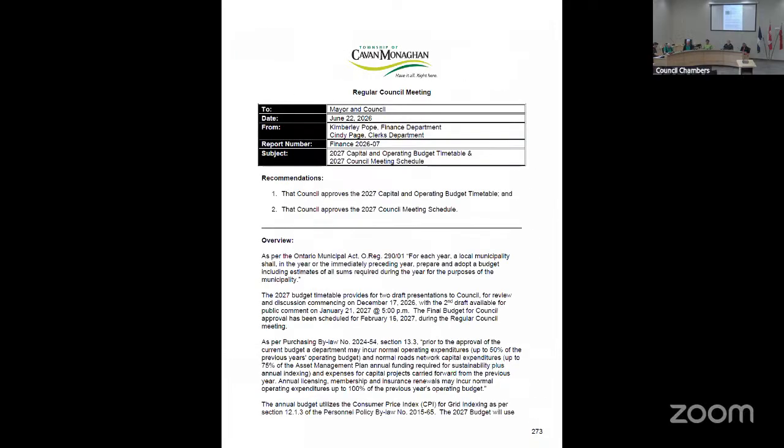On to the report section. I think we have Ms. Page and Ms. Pope doing the capital and operating budget timetable and 2027 council meeting schedule. Ms. Pope.